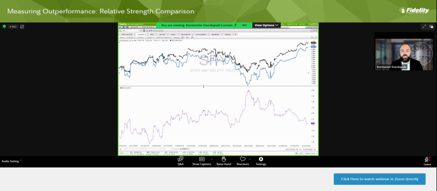So if the slope of the line is positive and increasing, it's telling me that the asset that I'm evaluating is outperforming the asset that I'm comparing it to. If the slope of the line is negative and declining, it is telling me that the asset that I am evaluating is underperforming the asset that I'm comparing it to. Extraordinarily powerful piece of knowledge, right?